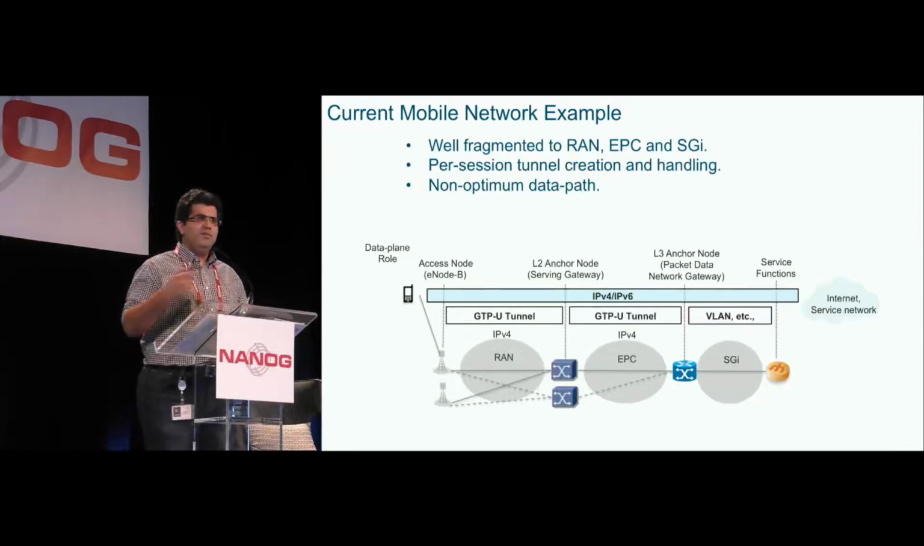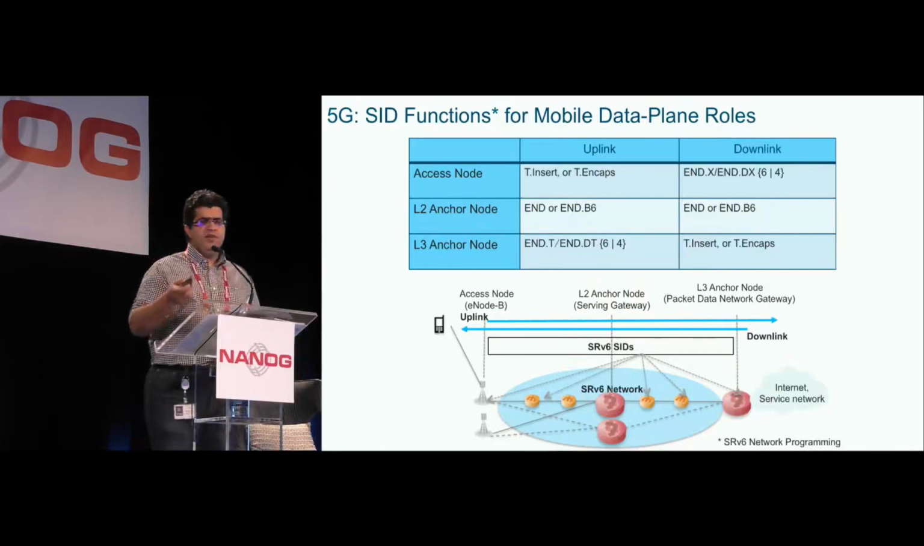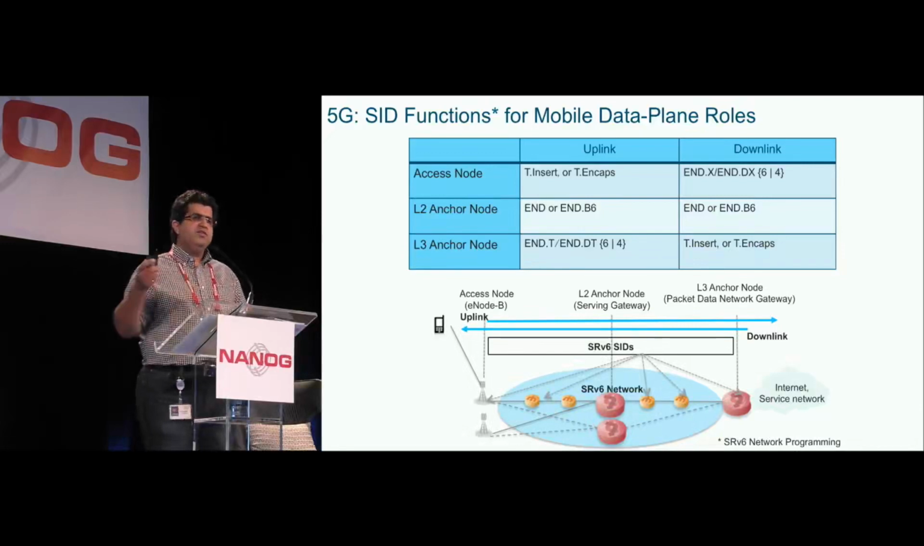It's a non-optimal path. There are no SLA requirements, so we cannot achieve any SLA using this network. However, with segment routing and 5G, you can do it by using some of these functions which have been described in network programming. Some of the functions that you might know, for example, the End function for the L2 anchor node, would mean that once the packet comes to that particular L2 anchor node, it just needs to send it to the next node.